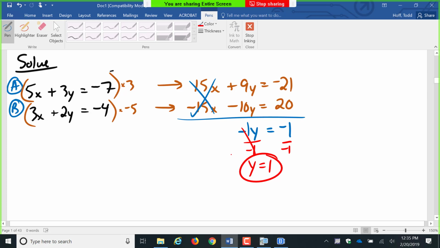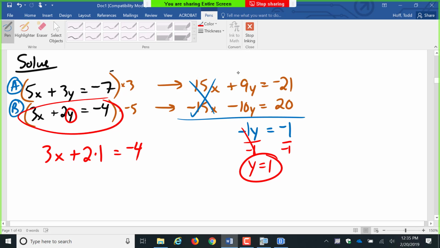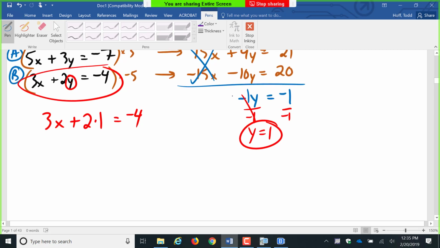So I took that 1 and I plugged it into equation B to solve for x. Okay, so we put it in, replaced y in that second equation, in equation B, with 1. So 3x plus 2y becomes 3x plus 2 times 1 equals negative 4. And now we have to combine and then solve. Combining 2 times 1 is 2. What's next?